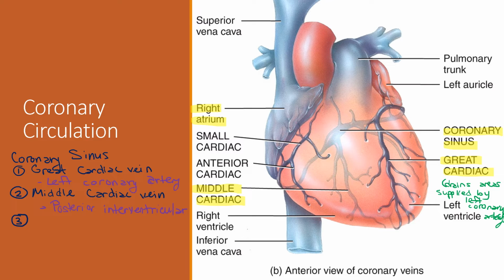Our third major vein of the coronary circulation is the small cardiac vein. This one is right here. And this is in the coronary sulcus, and it's going to drain the right atrium and the right ventricle. So this is going to be pretty much areas of the heart supplied by the marginal branch, that marginal branch of the right coronary artery. Because remember, the marginal branch is going to give oxygenated blood to the right ventricle and the right atrium.